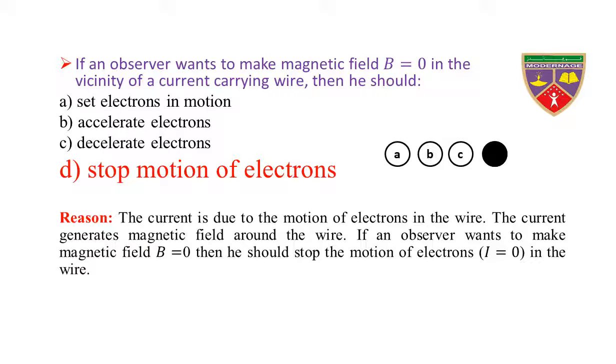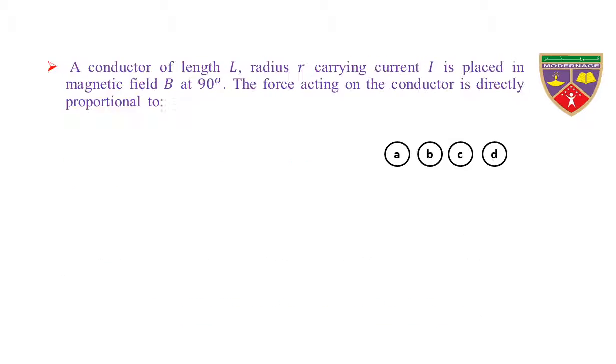Reason. The current is due to the motion of electrons in the wire. The current generates a magnetic field around the wire. If an observer wants to make magnetic field B equal to 0, then he should stop the motion of electrons, which is I equal to 0 in the wire. Hence, the observer should stop motion of electrons.